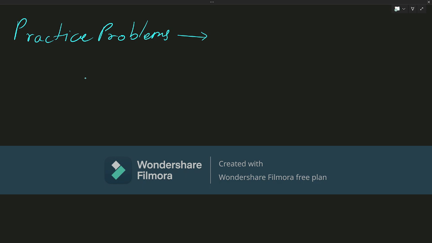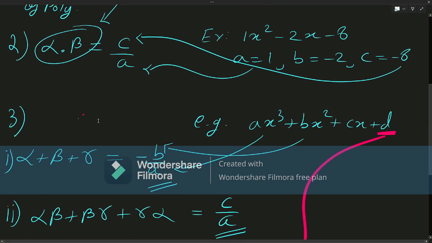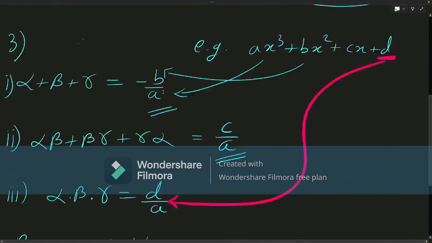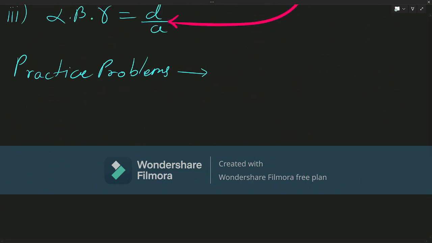Okay. First question: find the zeros of the following quadratic polynomials and verify the relationship between the zeros and the coefficients. Now, there's one thing to keep in mind. When they say verify the relationship between zeros and coefficients, they're asking about the relationship that we just learned: alpha plus beta is equal to minus b upon a, and alpha into beta is equal to c upon a. Right? So let's take an example. First will be 6x square minus 3 minus 7x.